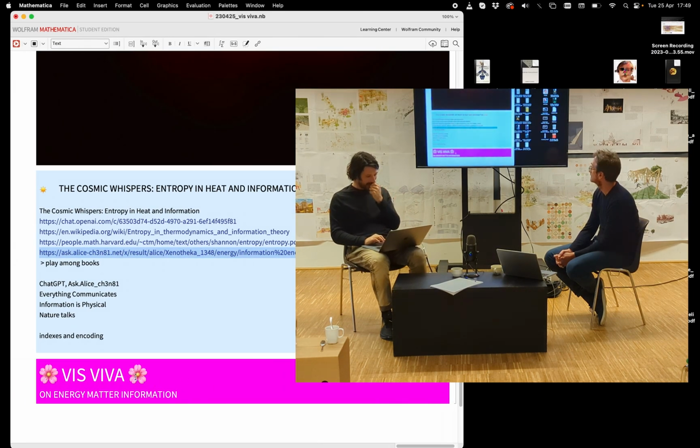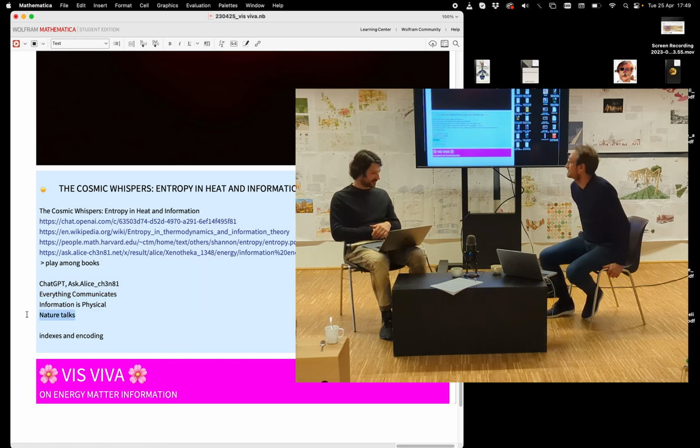And then we can say, in a way, that information is not matter and it's not energy, but information is physical. And if information is physical, then an interesting consequence would be that everything in a way communicates. And if everything communicates, we could argue in a way that nature talks.